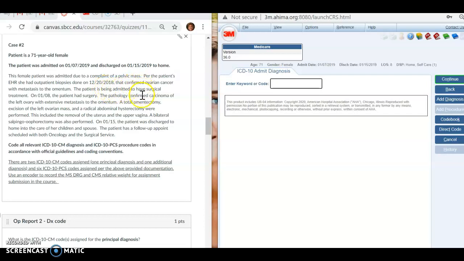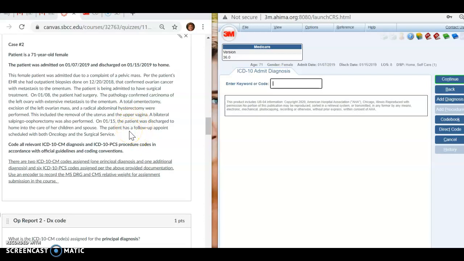This confirmed ovarian cancer with metastasis to the omentum. The patient's being admitted to have surgical treatment. So here we need to code for on 1/8. The pathology confirmed carcinoma of the left ovary, extensive metastasis to the omentum. Okay, so with that, it just gives our procedure then. They removed the uterus, the upper vagina. They did a salpingo-oophorectomy. 1/15, patient was discharged home.